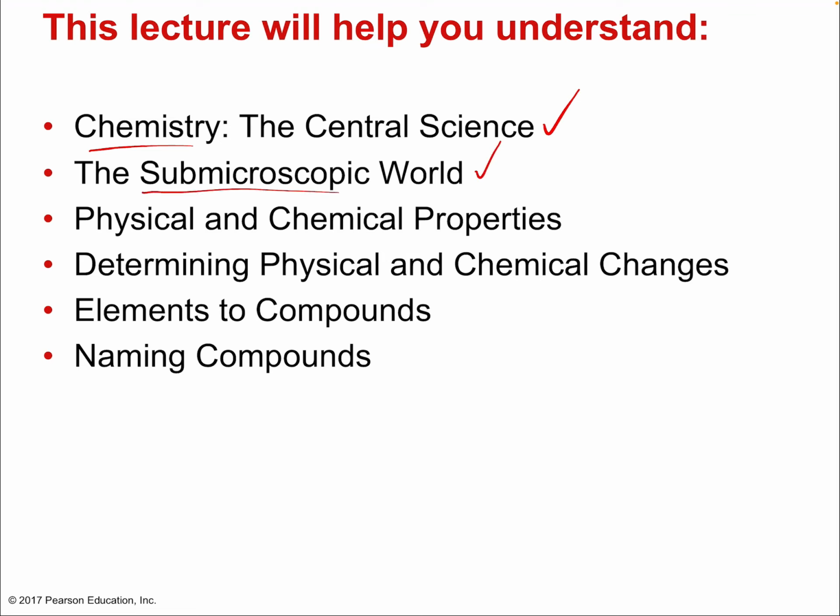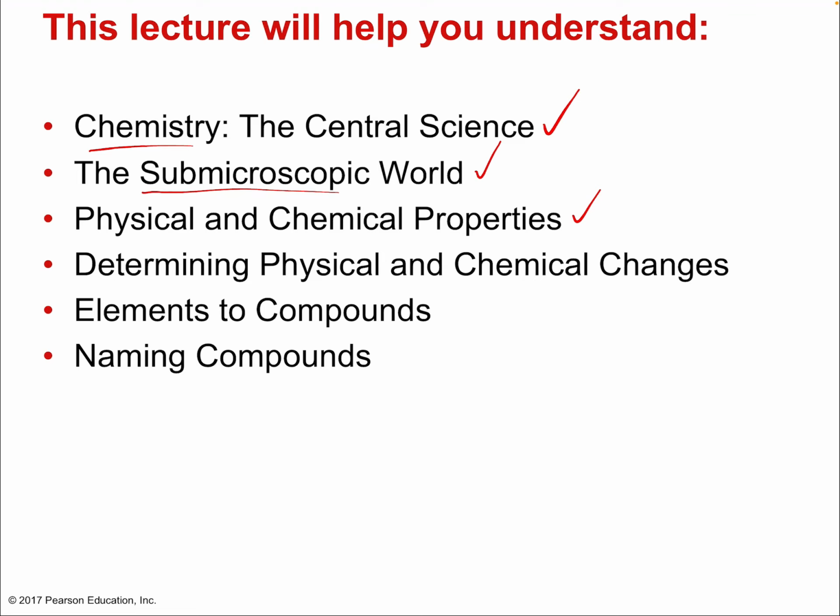Then we'll talk about the physical and chemical properties, all right? Kind of what's the difference between the two. So what's a physical property versus what's a chemical property? And that actually is an important distinguishing characteristic that we need to make sure we understand from this chapter. It's one of those key takeaways, okay?